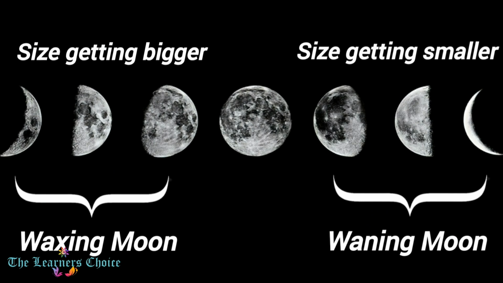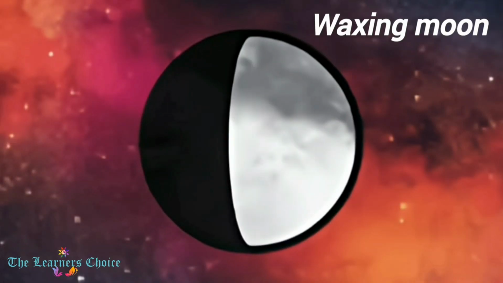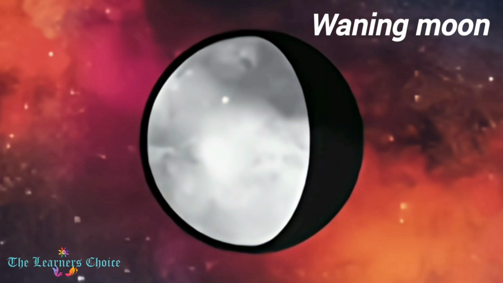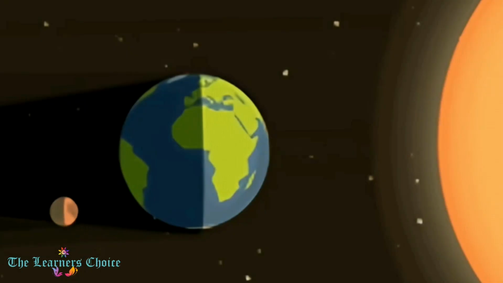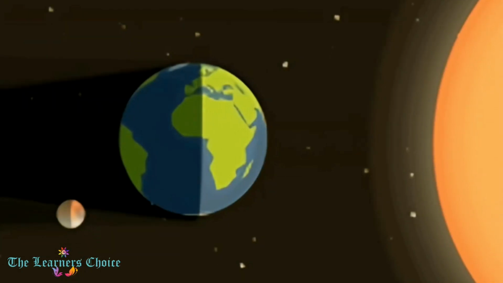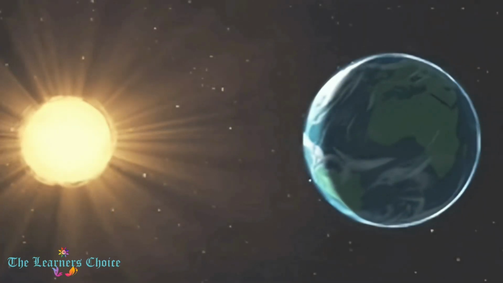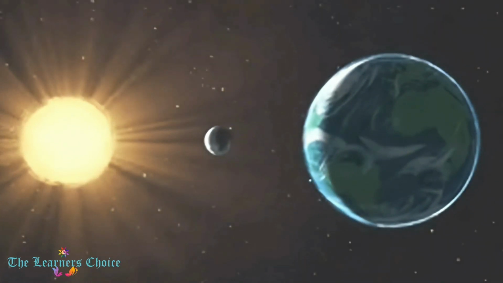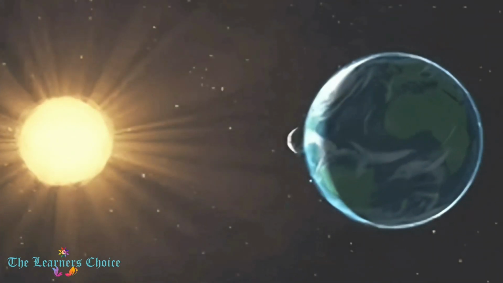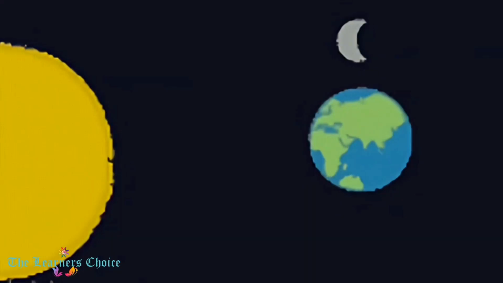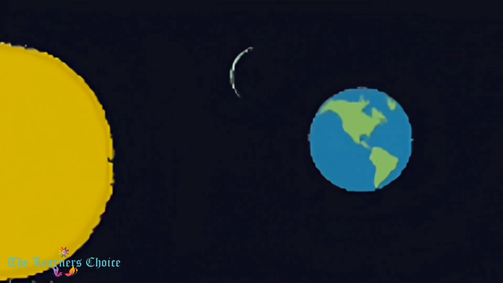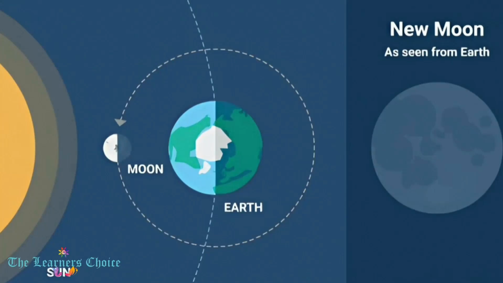When the moon appears to be getting bigger, it is a waxing moon, and when it looks like it's getting smaller, it is a waning moon. When the face of the moon is fully turned toward the sun, it is a full moon, and we can see it all. But as the moon moves around the Earth, the face pointing towards us gradually becomes hidden from the sun, making it appear dark or invisible from the Earth, and it is called the new moon.